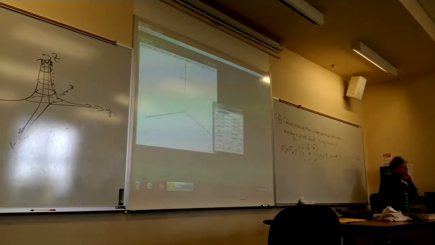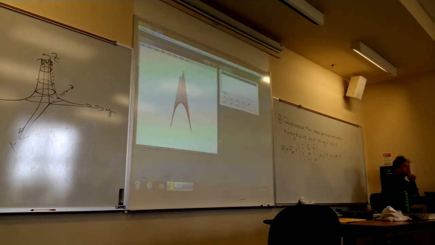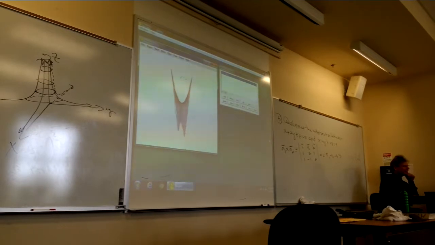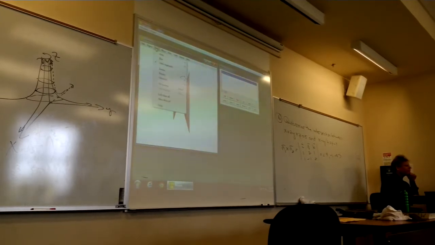Yeah, download this. That's weird. And with my arrow keys, I can rotate it. Oh god, that's hideous. It kind of looks like the Starfleet logo. Yeah, it does. If you make it so it's kind of flat.